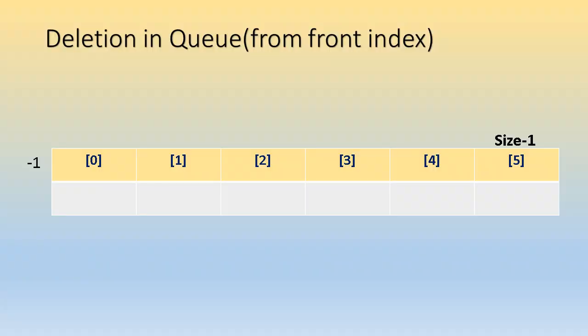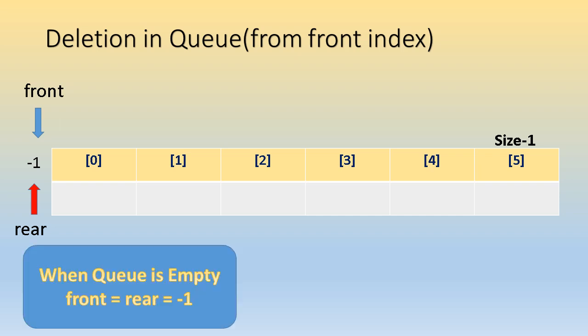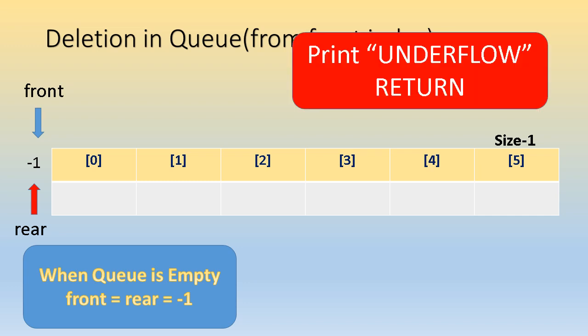Deletion in a queue from the front index. So we know that to delete anything in any data structure, we need to check first whether it is empty or not. So when the queue is empty, the condition will be that both front and rear will point to -1. So this is the condition: when the queue is empty, front equals -1. Then we can print underflow and we can return.